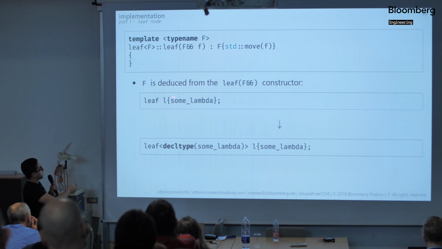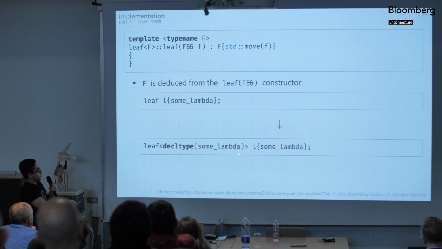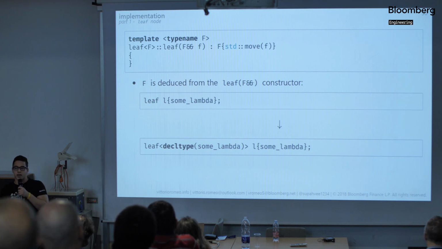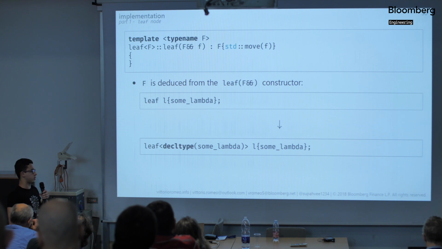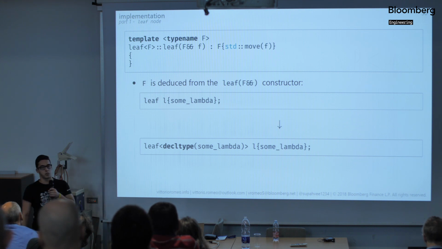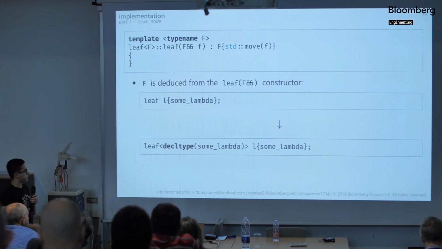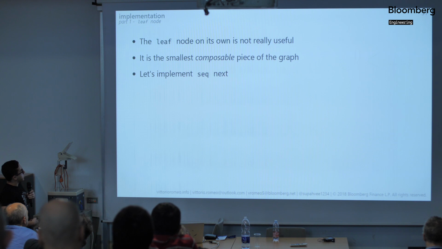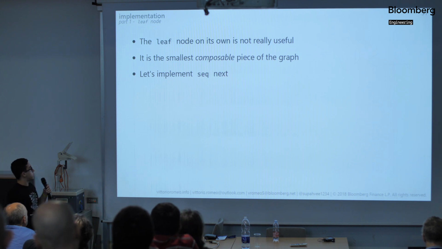So what the compiler rewrites after seeing this is something like this. The compiler just puts this decltype for you over here and says, I'm going to deduce f to whatever the type of some lambda is. So this is being done for you. And this works with every type in C++17, so stuff like vector, std array, std function. You don't have to specify the function type yourself. You can just let the compiler deduce it. So the leaf node on its own is not really useful, so let's look at the sequential node next.